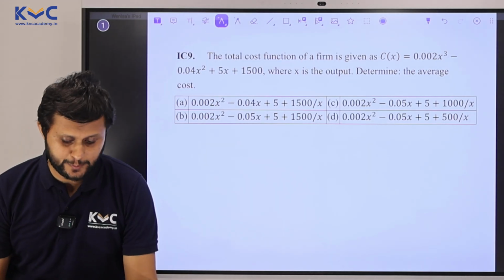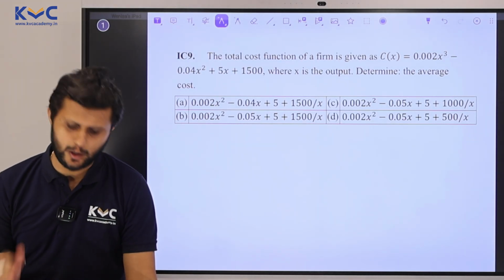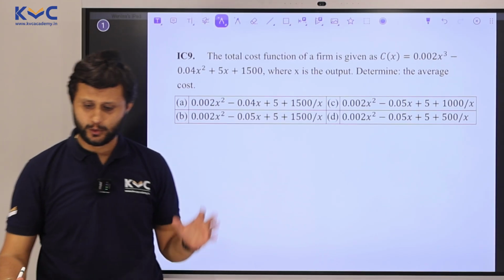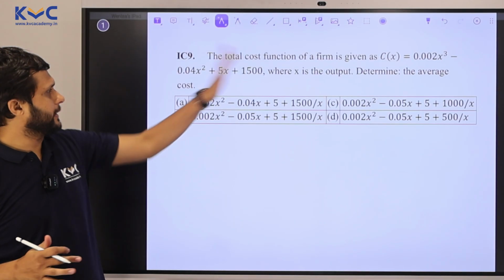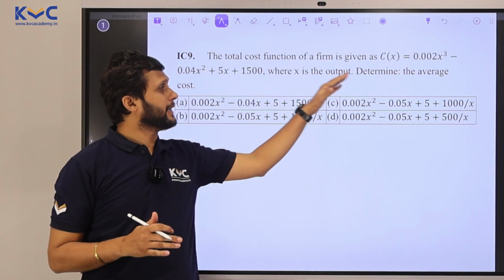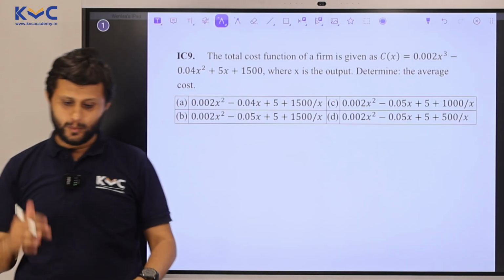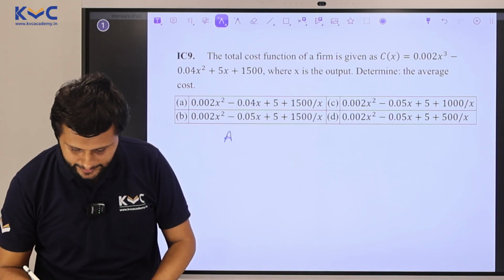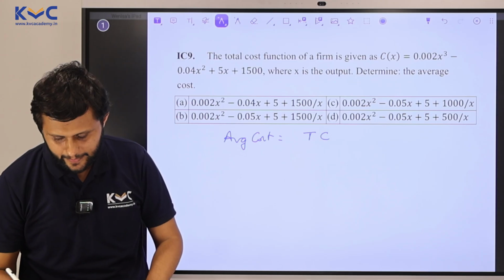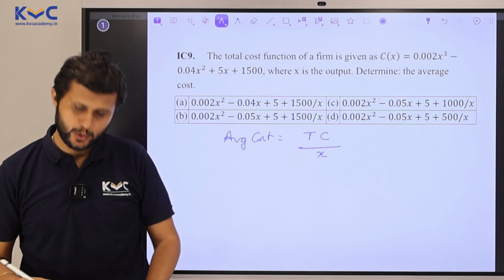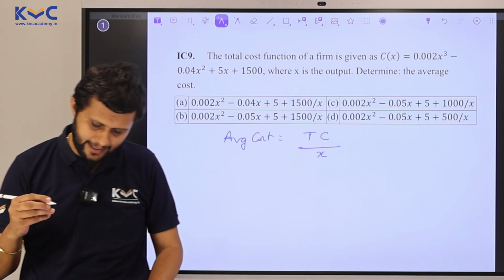Question number 9. The total cost function of a firm is given by 0.002x cube and so on. The lengthy cost function is there where x is the output. Determine average cost. What is average cost? We'll write that average cost is equal to total cost divided by number of units. So we'll have to divide it by x.